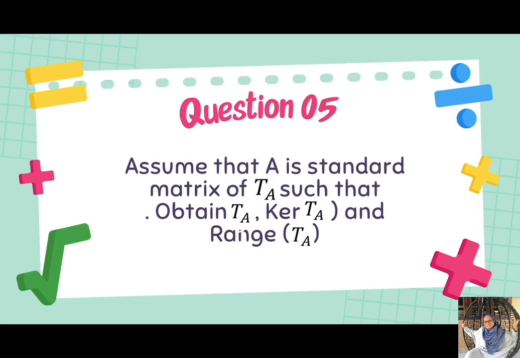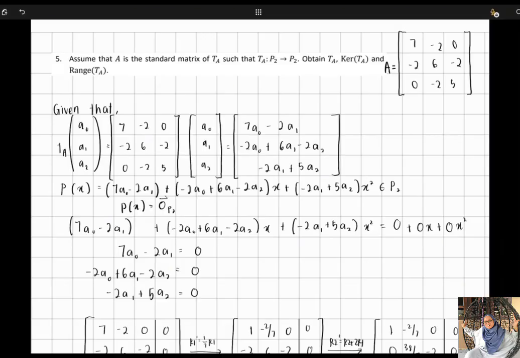Question 5: assume that A is the standard matrix of TA, such that TA is the transformation of polynomials from P2 to P2. Obtain TA, the kernel of TA, and the range of TA. So our matrix A is 7, negative 2, 0, negative 2, 6, negative 2, 0, negative 2, and 5. And it is the standard matrix of TA.